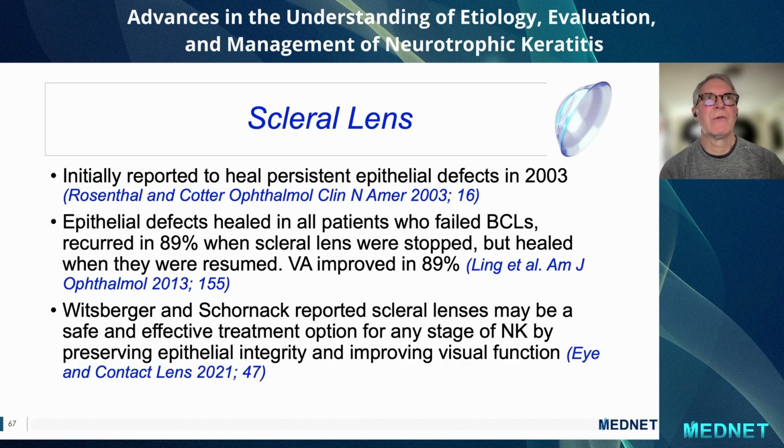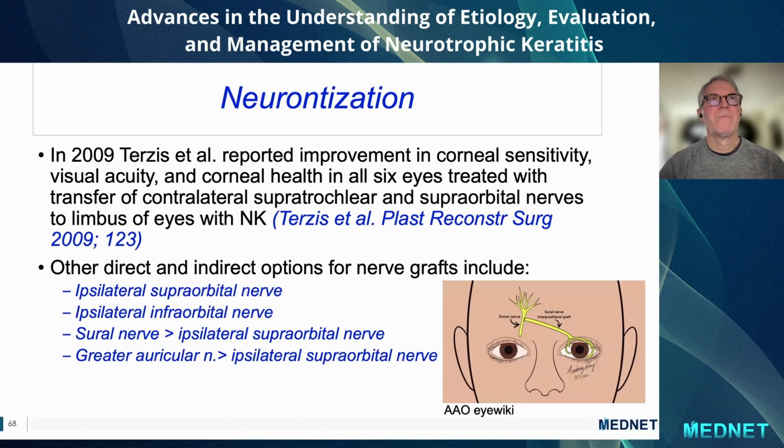Studies have shown that epithelial defects healed in all patients who failed bandage contact lenses, but recurred in about 89% when the scleral lenses were stopped, which indicates they may need to be continued for a while, but healed again when they were resumed, and visual acuity improved in almost 90%. And in a recently published case series by Witzberger, scleral lenses were found to be a safe and effective treatment option for any stage of NK by preserving epithelial integrity and improving visual function.